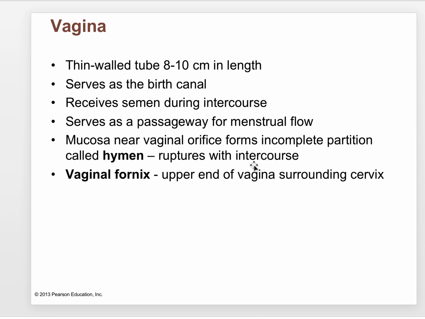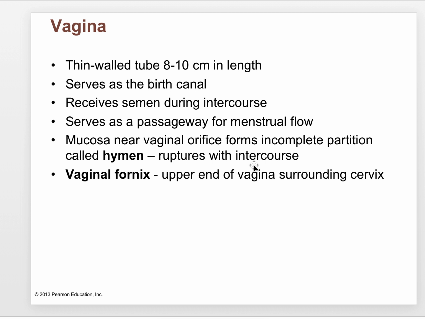The vagina is a thin-walled tube. It serves as a birth canal. It receives semen during intercourse. It serves as a passageway for menstrual flow. The mucosa near the vaginal orifice forms an incomplete partition called a hymen, which ruptures with intercourse.